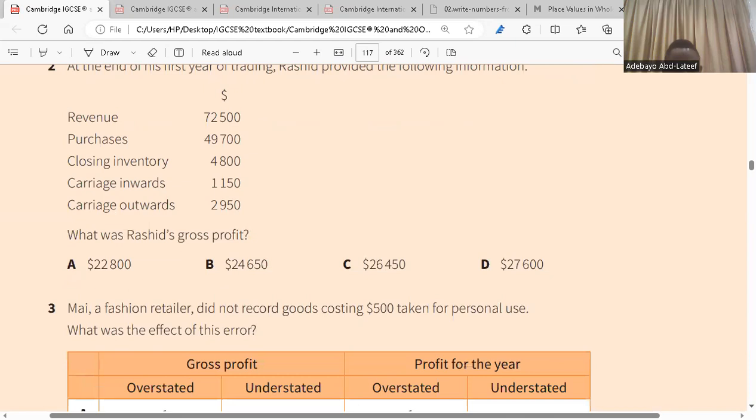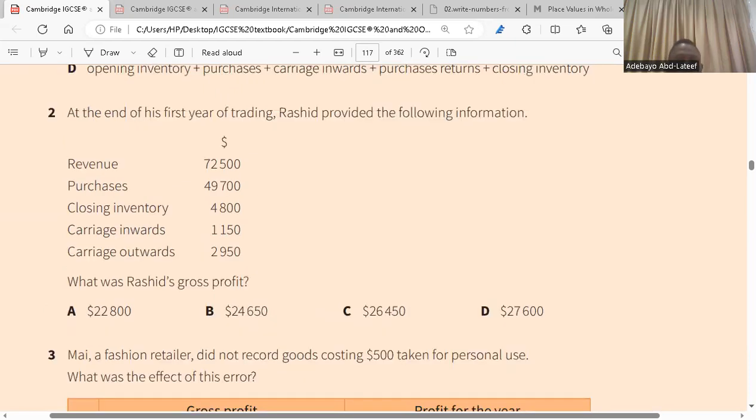Question 2. At the end of the first year of trading, Rashid provided the following information. So revenue, we have sales and purchases. We need to get the gross profit, and gross profit is revenue minus cost of sales. So what is our cost of sales? Purchases, 49,700, plus carriage inward, 1,150, less closing inventory, 4,800.